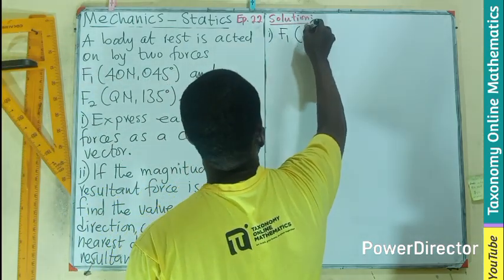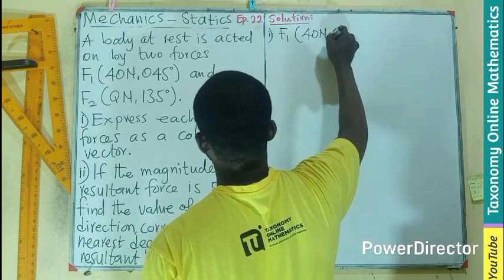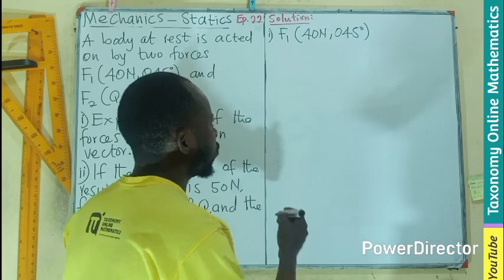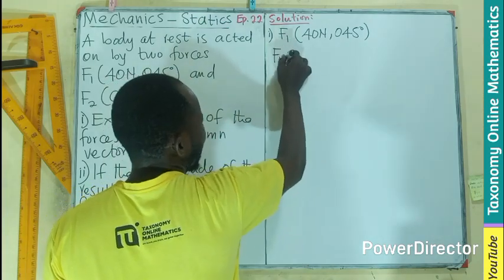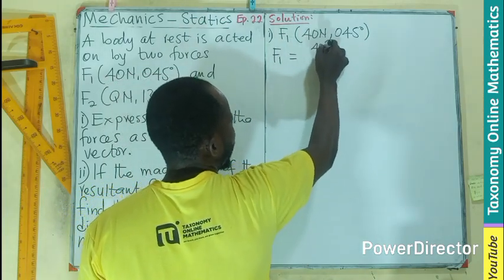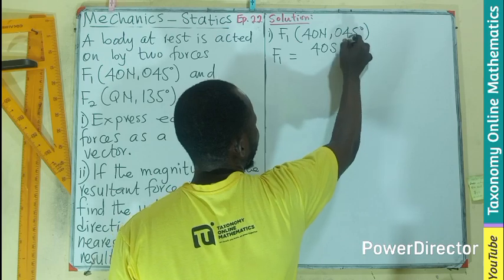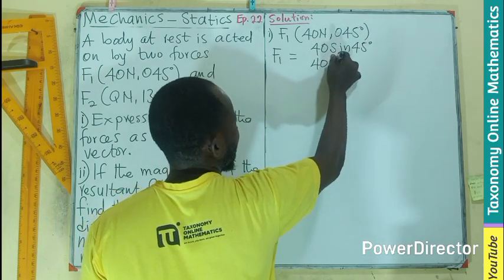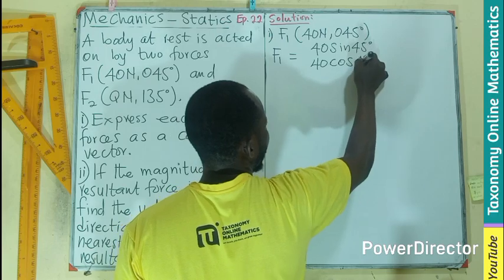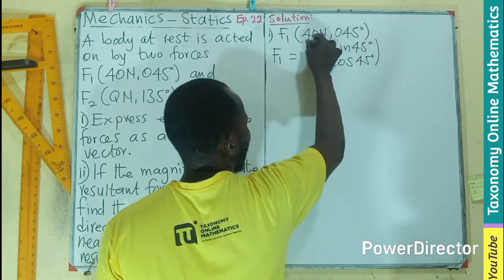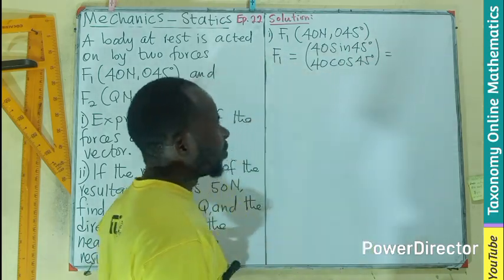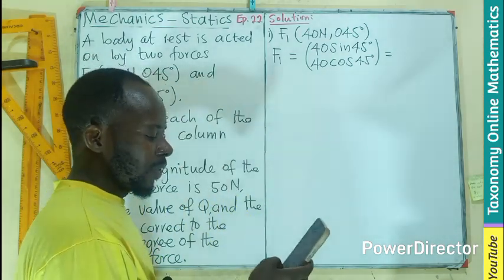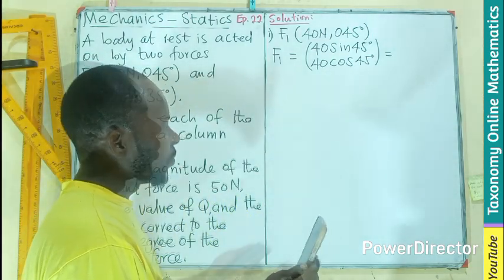We know if I have the first force of a magnitude of 40 Newton, direction of 45 degree, to resolve that, my force 1 will be equal to 40 times the sine of the given angle, and 40 times the cos of the given angle, representing the x and y component respectively. So we put that in our calculator and see the value.